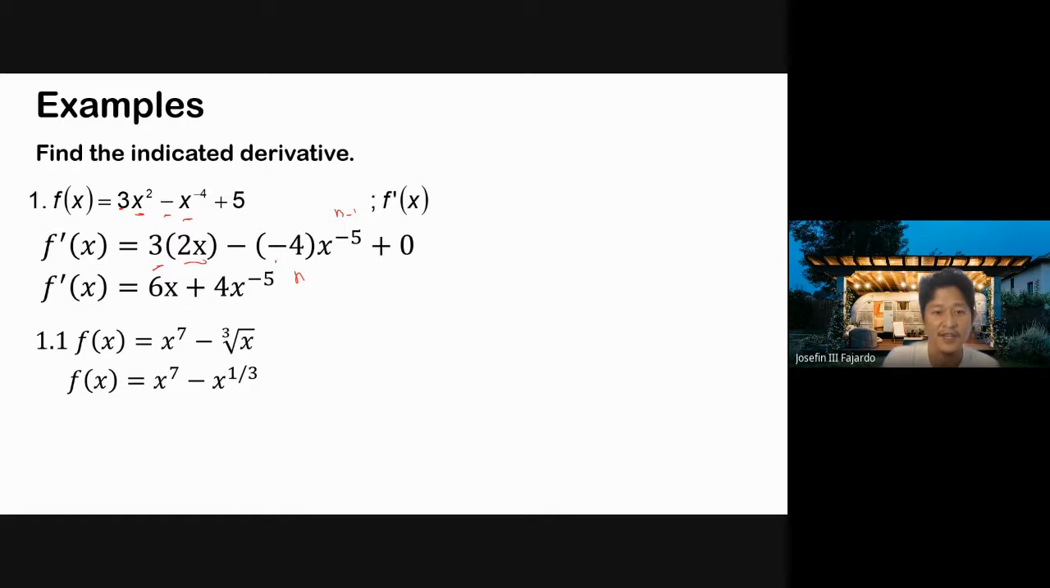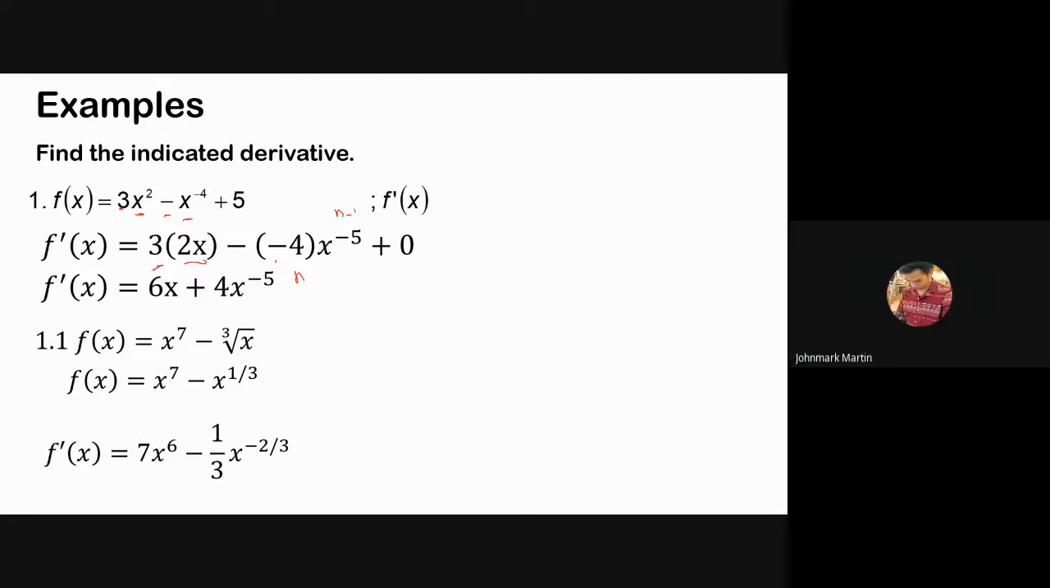So, using our theorem number 2, ito lang ang kalalabasan, di ba? So, we have 7, binaba, kaya x to the 6 kasi 7 minus 1, kaya naging 6. Ito naman, negative 2/3 kasi 1/3 minus 1 ay negative 2/3. Okay? Can you follow? Yes, sir.